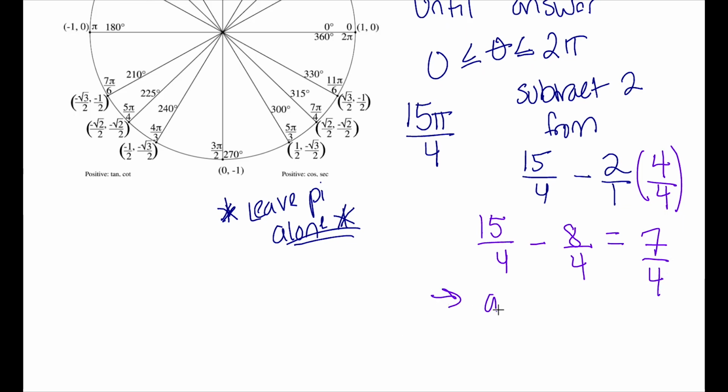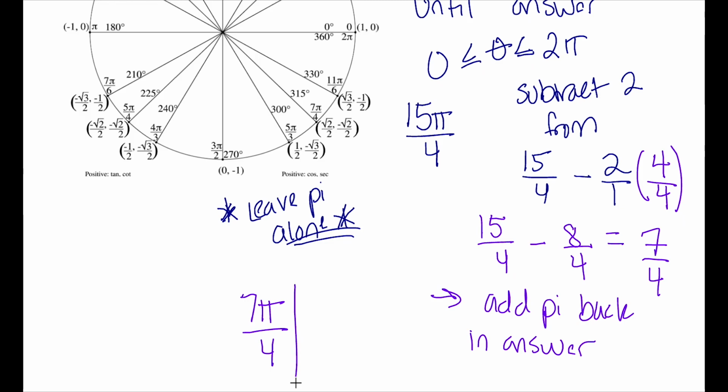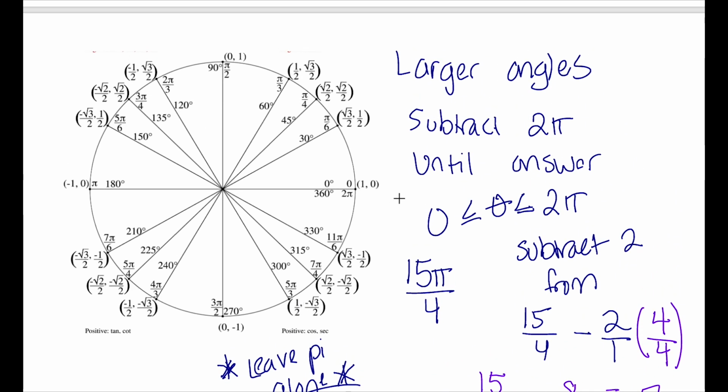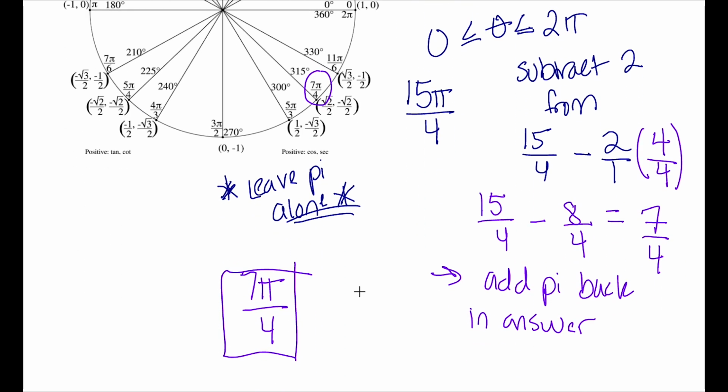Now this is where we add pi to the answer. So my final answer is 7 pi over 4. I can see that that's here on the unit circle. So that means it's between 0 and 2 pi radians. So this will be my final answer.